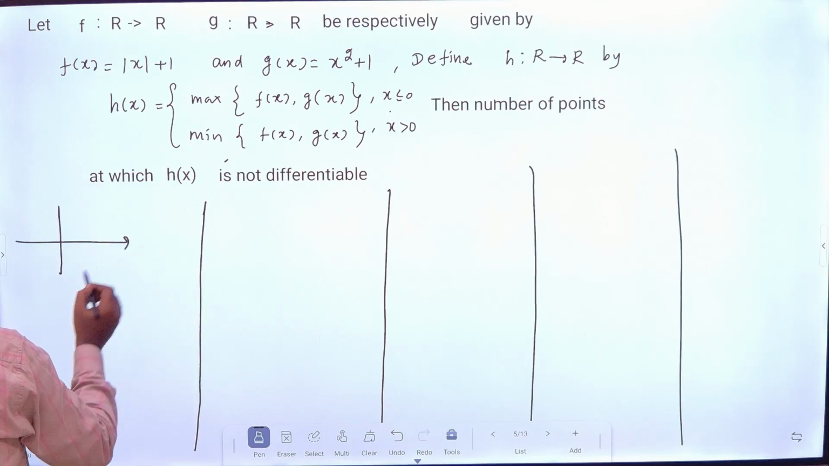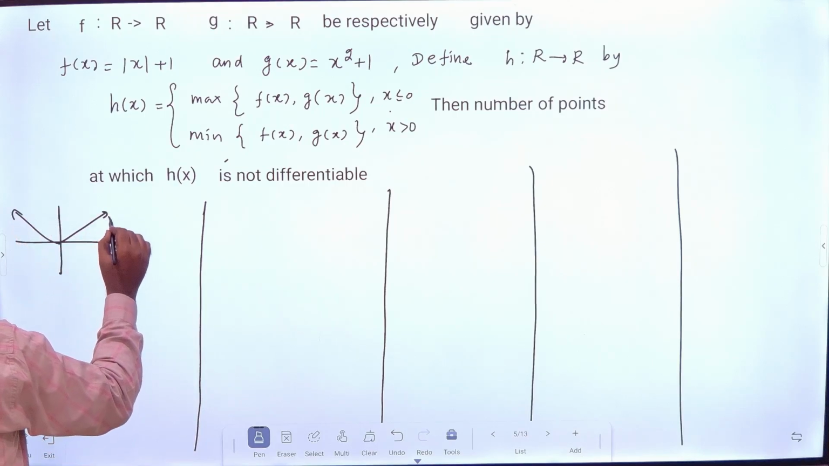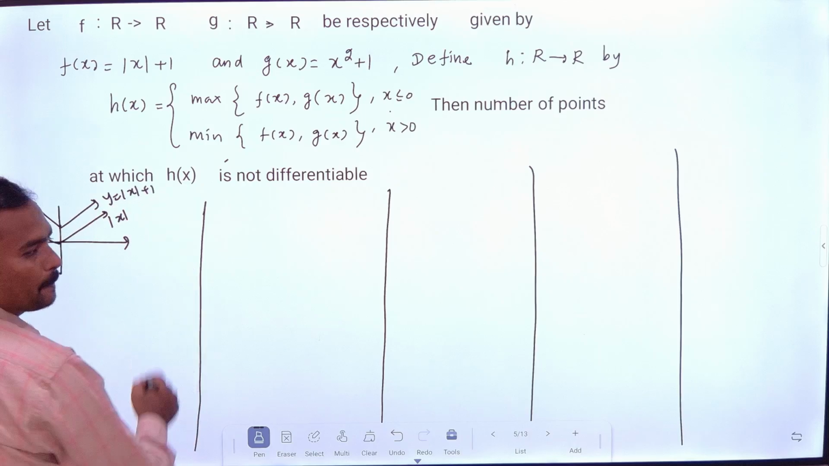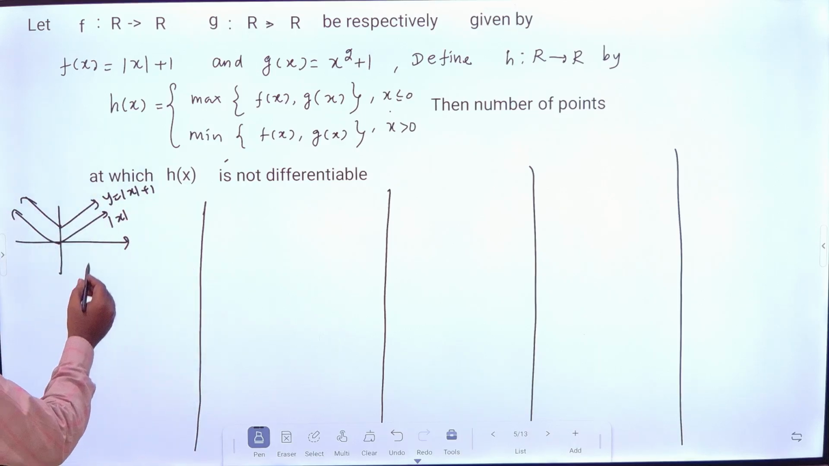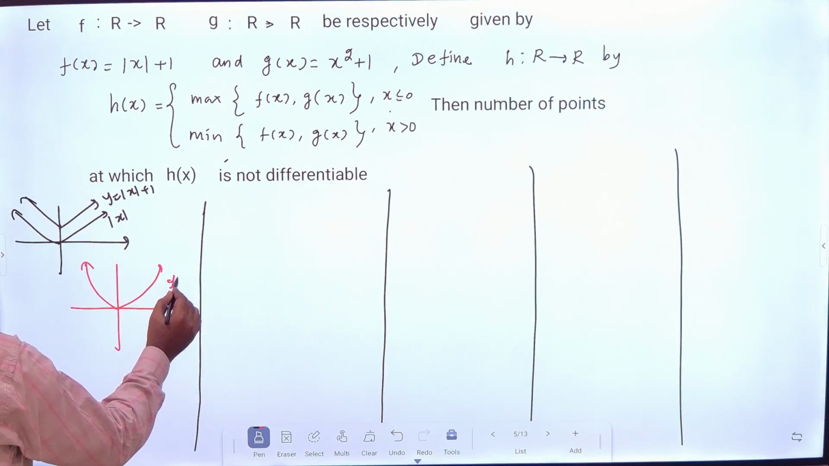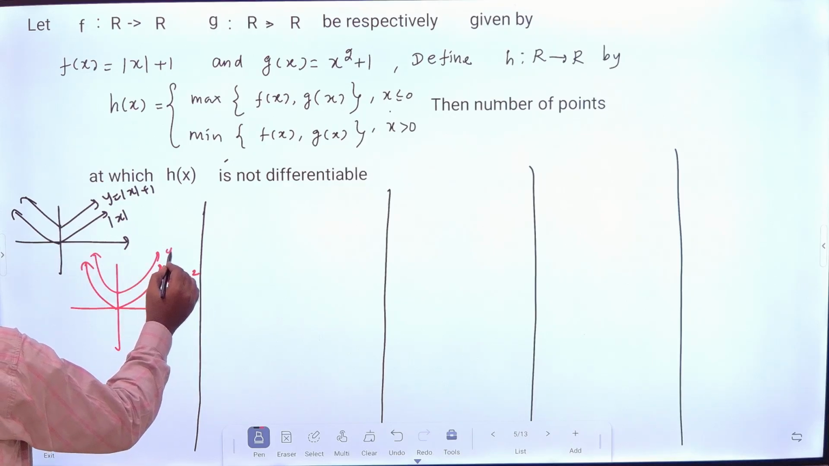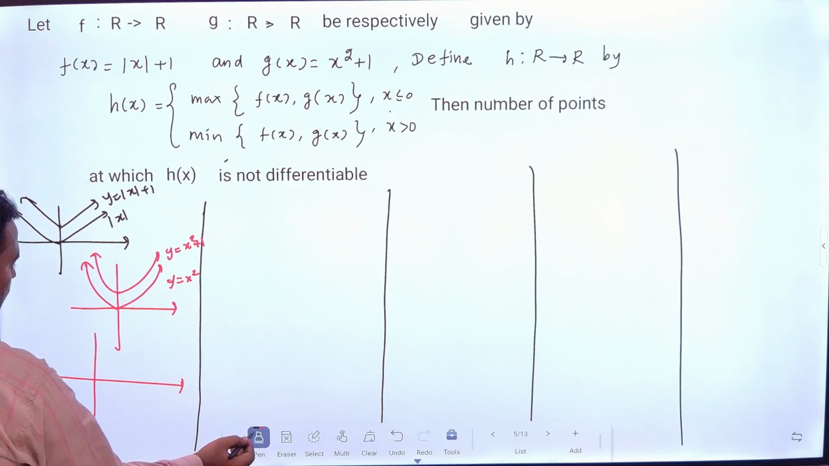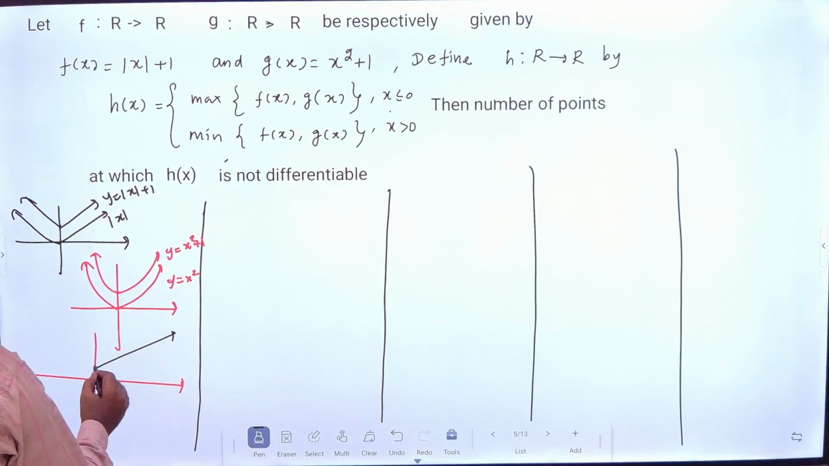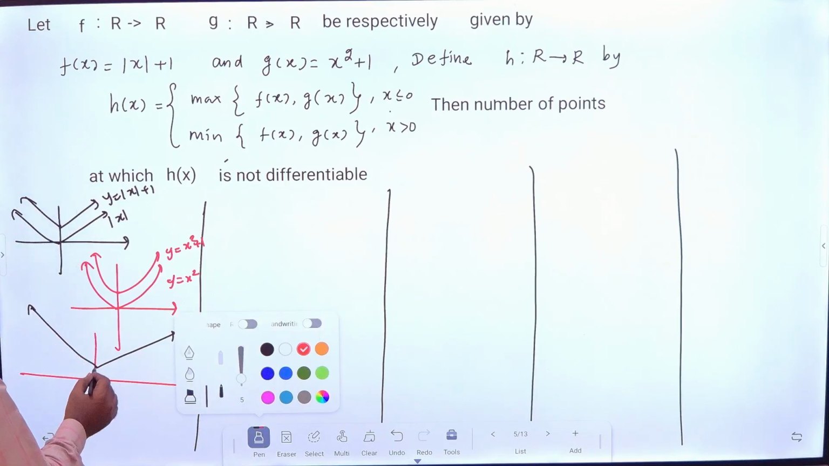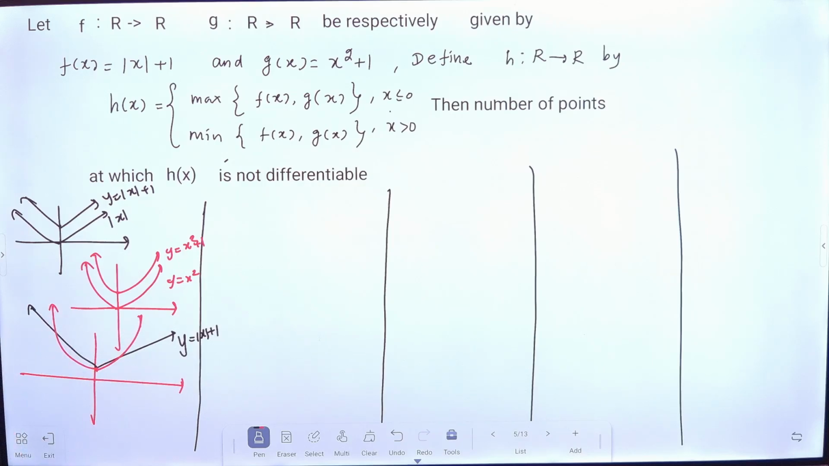Let us draw the graph of |x| + 1. You know the |x| curve, right? You just shift it 1 unit up: y = |x| + 1. The second curve is the parabola, y = x². You shift it 1 unit up: y = x² + 1. You combine these two curves. The first graph is |x| + 1, the second one is x² + 1. So the intersection points are here, right?